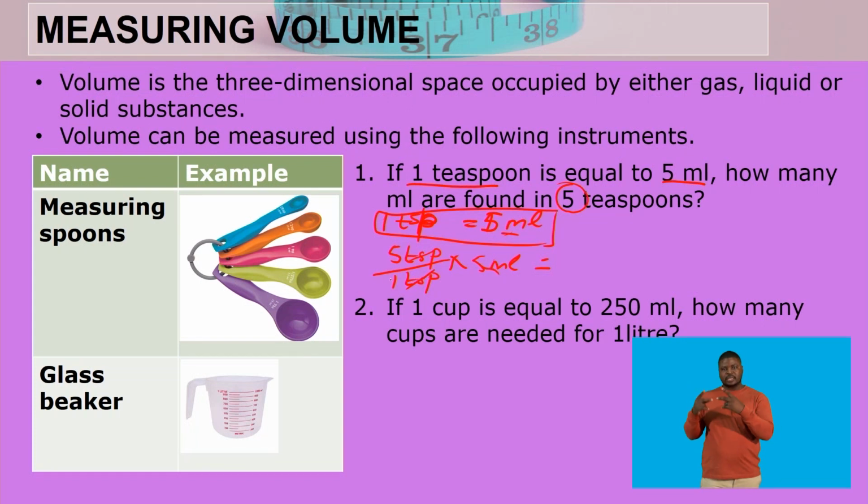So 5 divided by 1 is 5. 5 multiplied by 5 is 25. So it means we have 25 milliliters in 5 teaspoons.